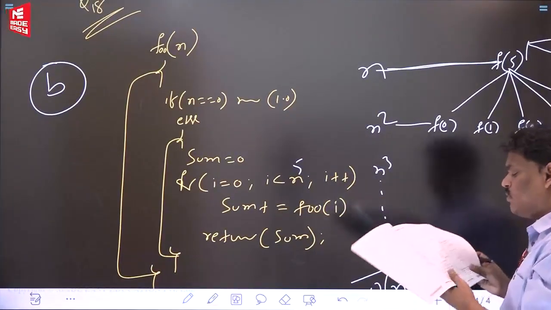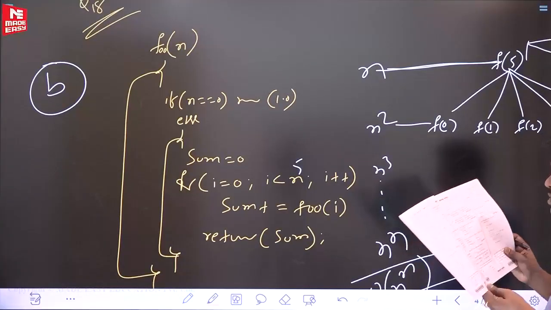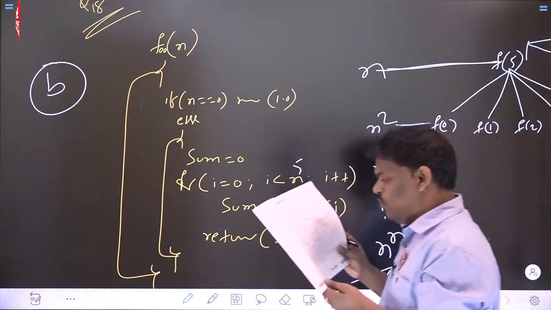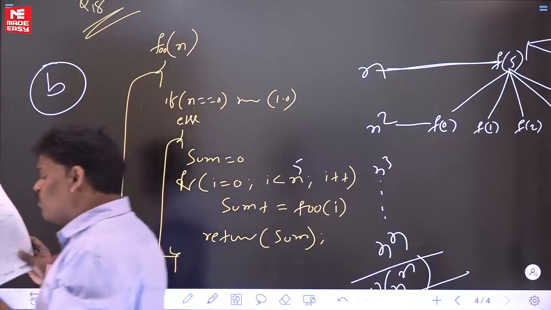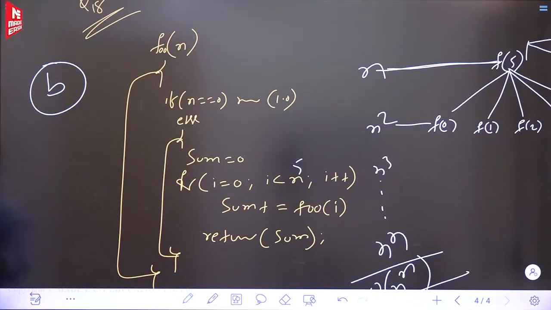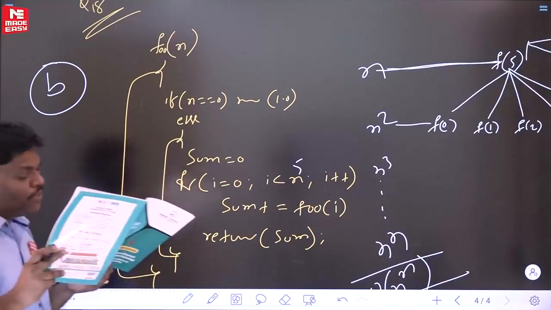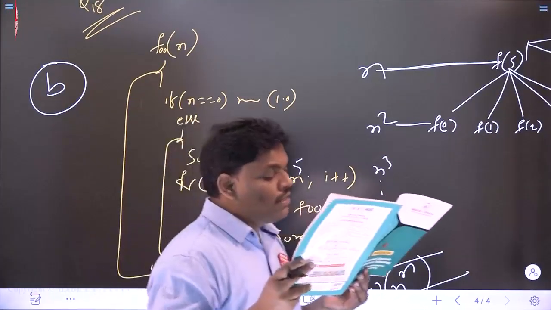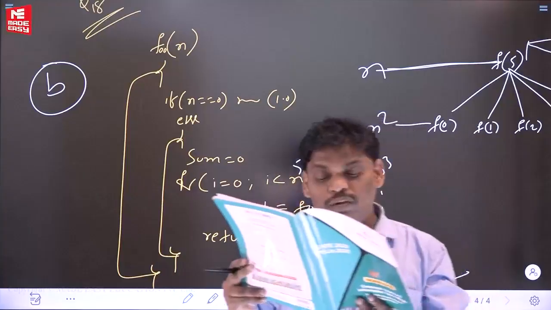Question number 19. See this one? What is he saying? Suppose we modify the above function foo and store the values of foo of i, where i ranges from 0 to less than n, as and when they are computed. With this modification, the time complexity of function foo is significantly reduced. The space complexity of the modified function would be?